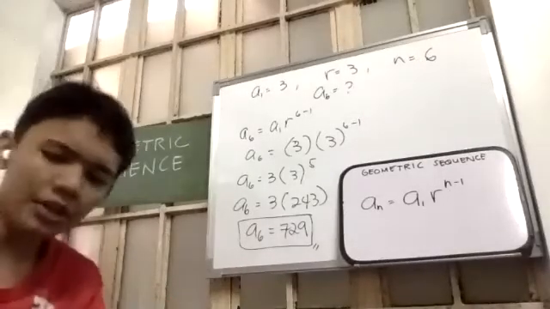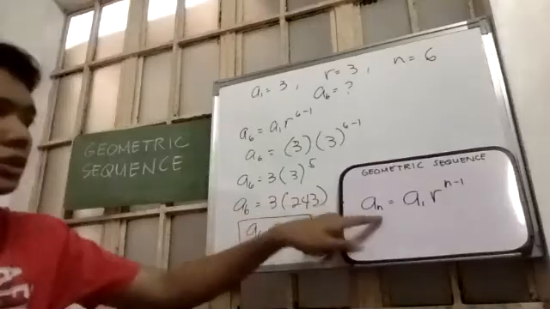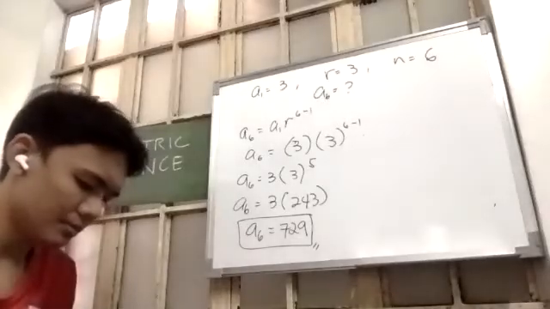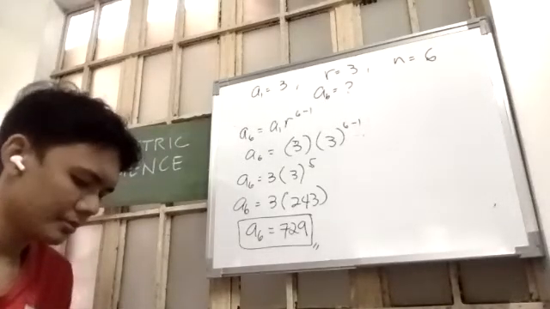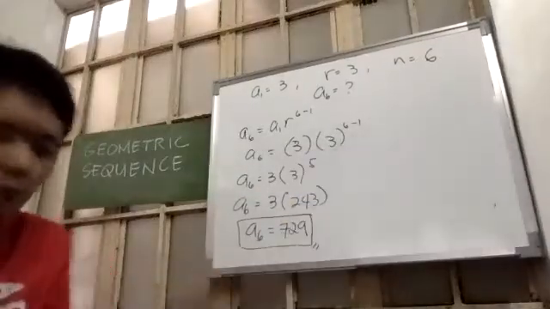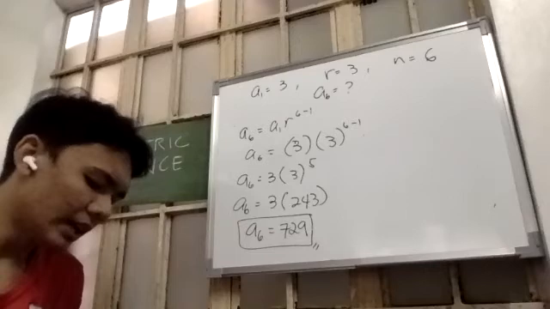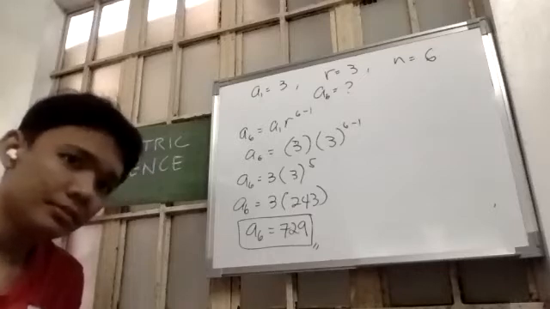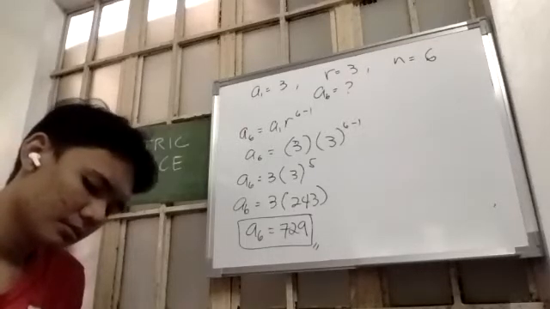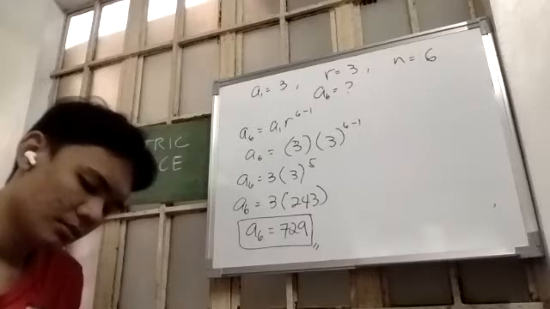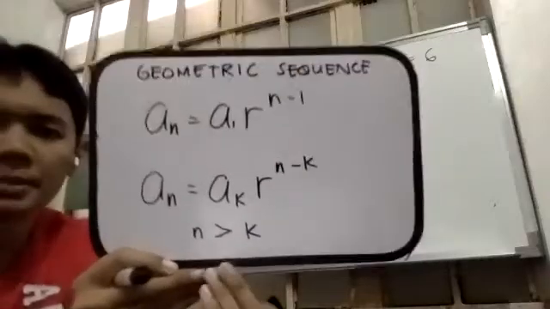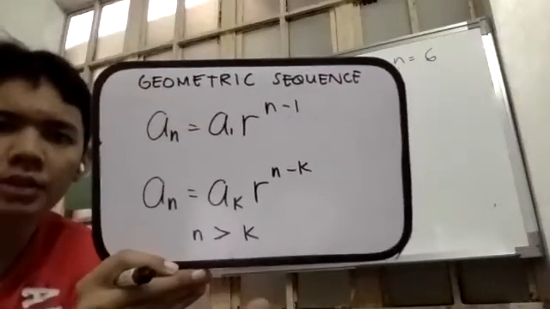Tulad nung sa arithmetic, meron din tayong alternate formula kapag hindi given si A sub 1. So ito yung formula kapag given si A sub 1. Okay, so iyan. Meron din tayong second formula. Yung second formula natin, papalitan lang natin ng K, si 1. Okay, so yung second formula natin ito. A sub n is equal to A sub k times r raised to n minus k.